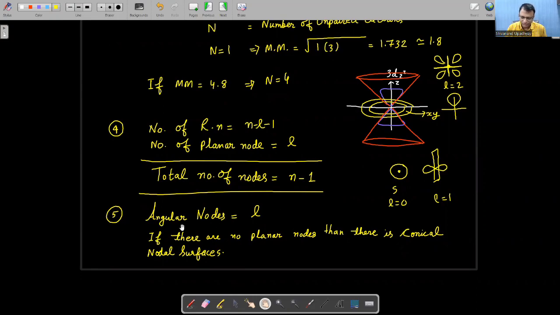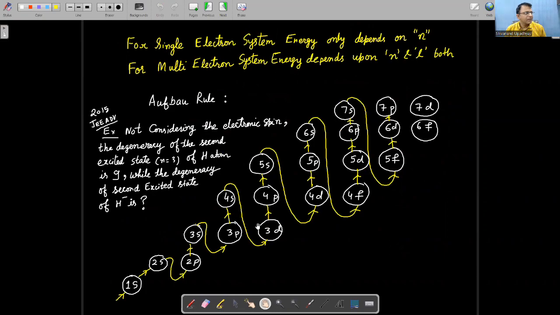So it is a common word which we can use for planar node as well as nodal conical surface, right? So it is equal to L. Now this is a question for single. This question is related to energy, and this is a very common question, and we make mistakes though it is very simple. Whenever they are asking a question about energy, first we should keep in mind whether it is a single electron system or a multi-electron system.